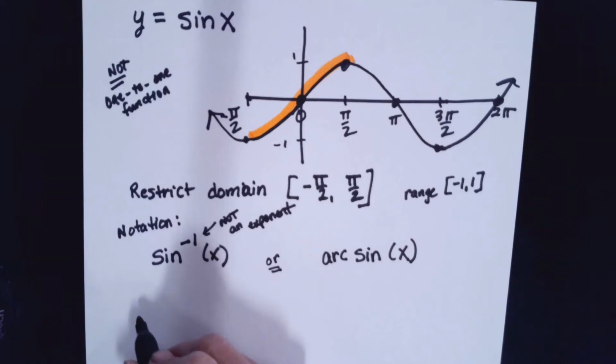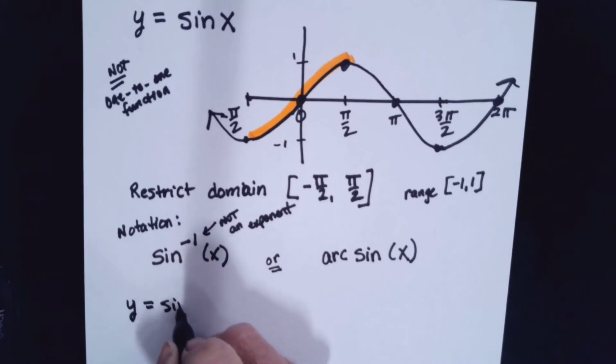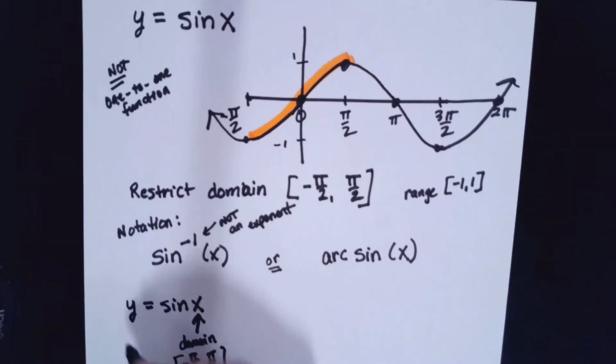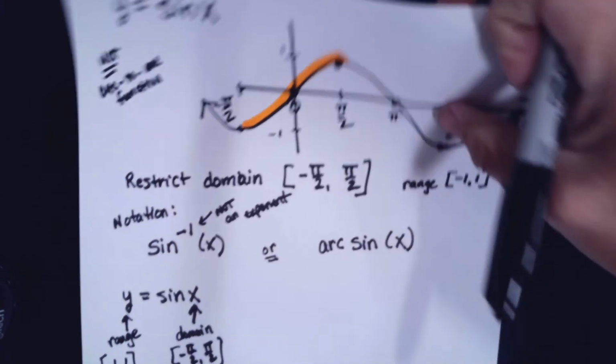So if we look at our function here, I'm just going to look at y equals sine of x again. We're going to only look at the domain from negative pi over 2 to pi over 2. Our range, our possible values, is going to be from -1 to 1. So you can see that.